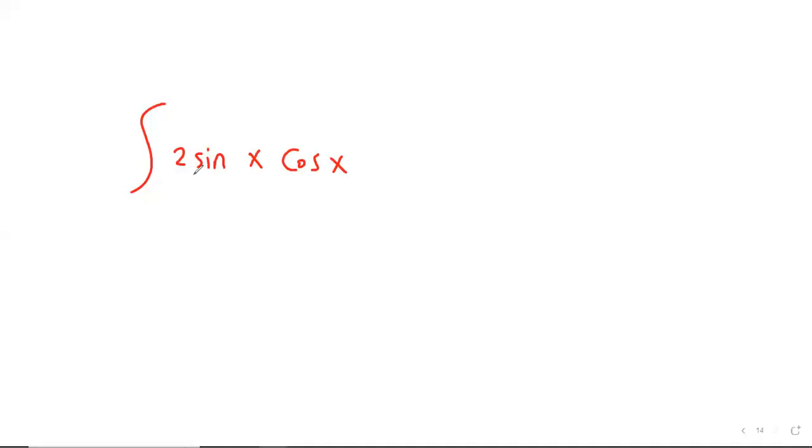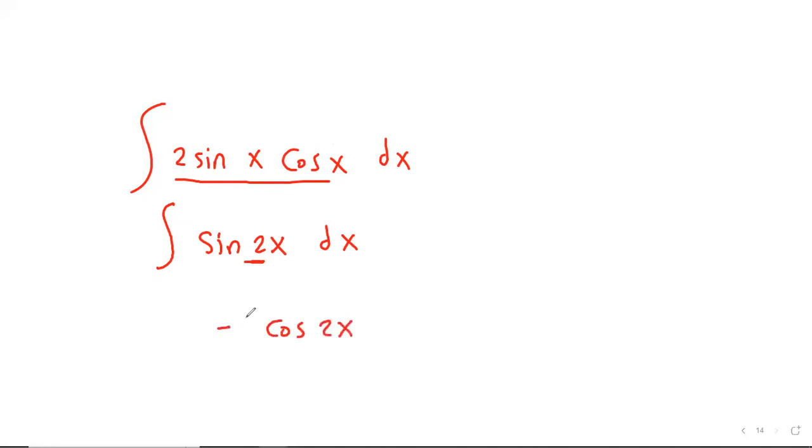Here in this example, we have the integration of 2 sine x cosine x. It's the integration of sine 2x, since sine 2x is the same as 2 sine x cosine x. So now we can find the integration of sine 2x. You know the integration of sine is negative cosine. So it will be negative cosine 2x divided by the coefficient of x, which is 2. So it's negative half cosine 2x plus c.